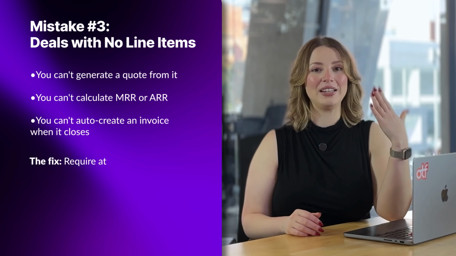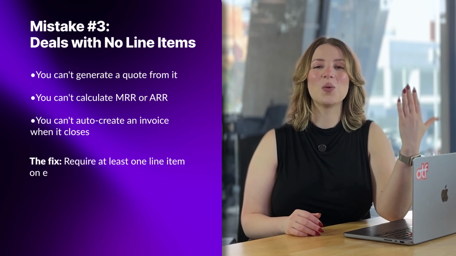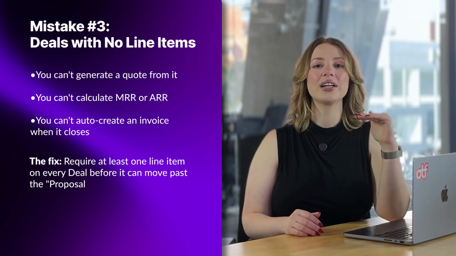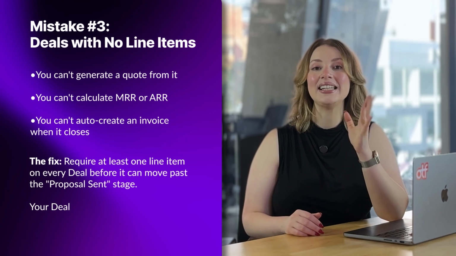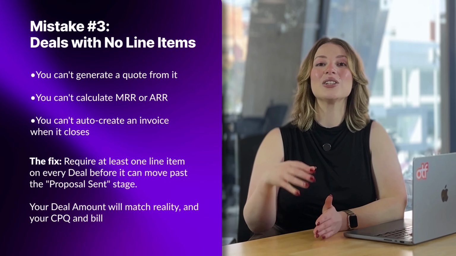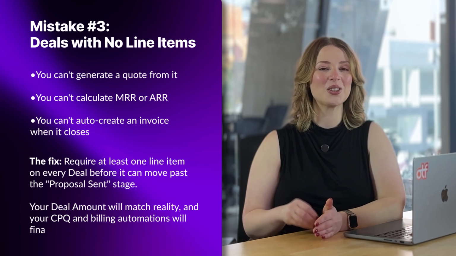So again, fix here is super easy. Require at least one line item on every deal before it can move past the proposal sent stage. Your deal amount will match reality and your CPQ and billing automations will finally work.